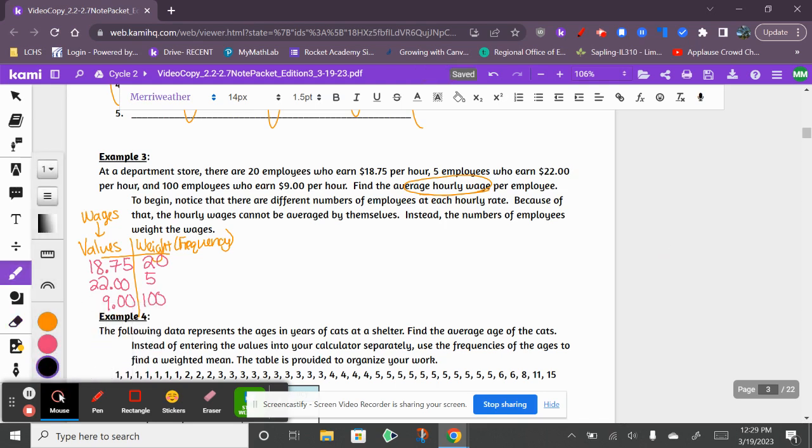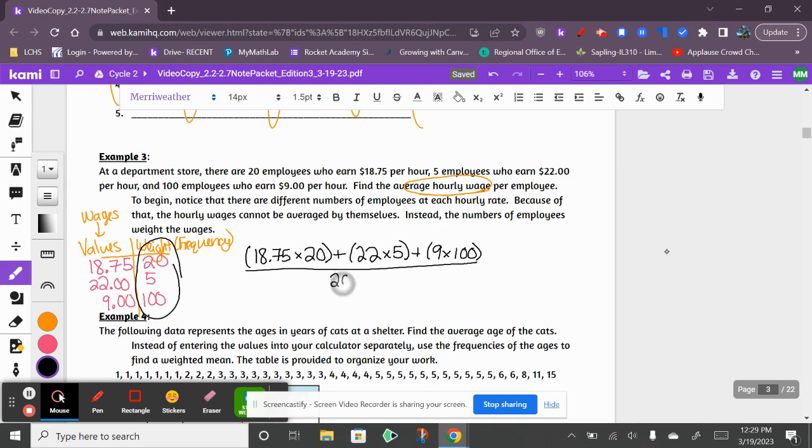So we're going to take each of the wages, so $18.75 times the weight, that one would be 20. Do that with the next one and the last one. On the bottom, we're going to have the sum of the weights. So you're going to add up all of the weights. Whoops, we're going to add.